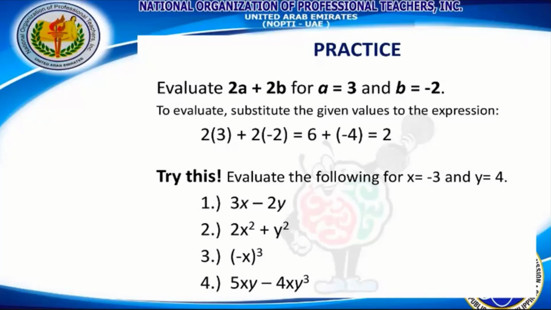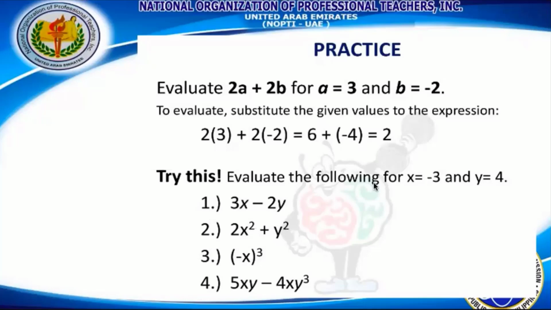Diba? Sa integers, negative 9 minus 8. So, change the sign of the subtrahend, then proceed to addition. So, negative 17 ang sagot sa number 1. Tama ba, mga math majors? Mag-react kayo pag mali. Negative 17. Okay, correct. Next.